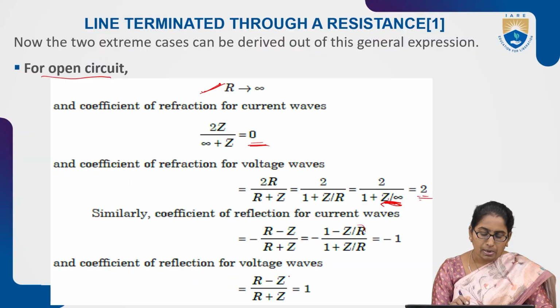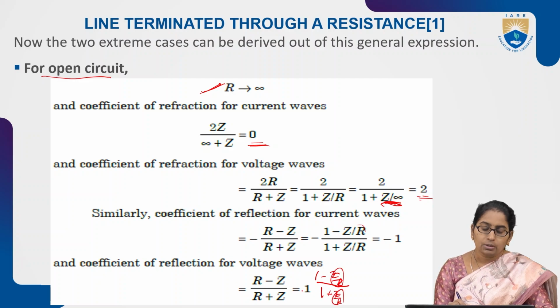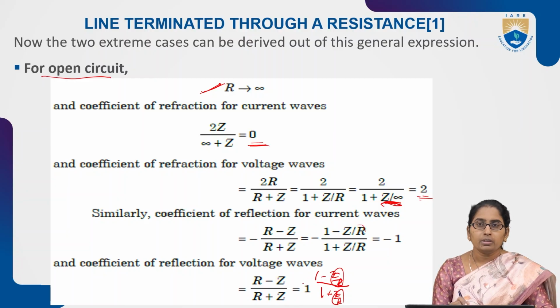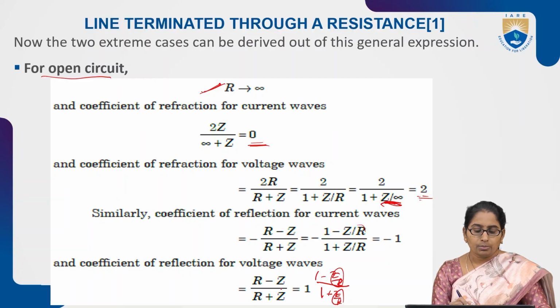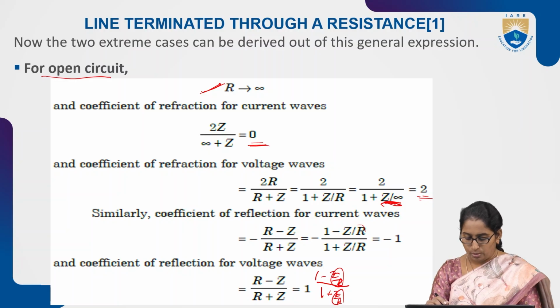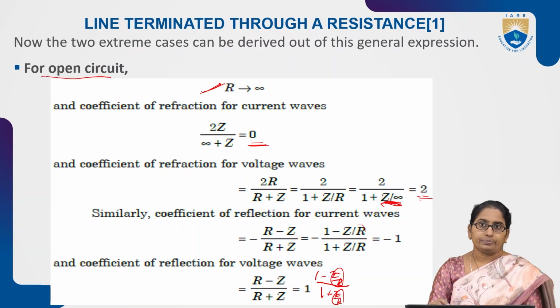Similarly for the voltage, R minus Z by R plus Z. In the same manner, if we divide both numerator and denominator by R, 1 minus Z by R over 1 plus Z by R, its value becomes 0. So what is the value? 1. So the coefficient of reflection for the voltage wave in the case of open circuit is 1. So the voltage is reflected back with positive unity value. So that is about the open circuit. It is now proved, so it is clearly understood.